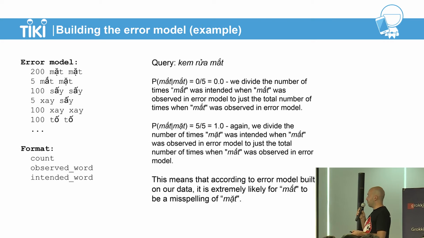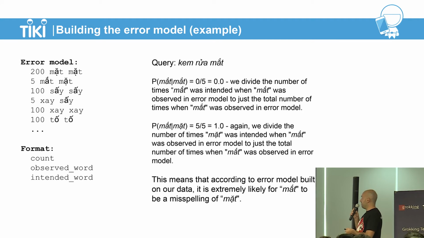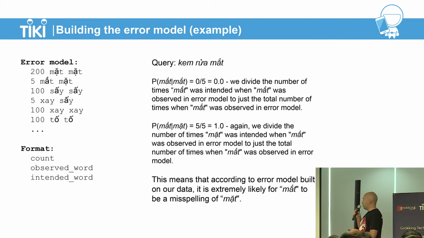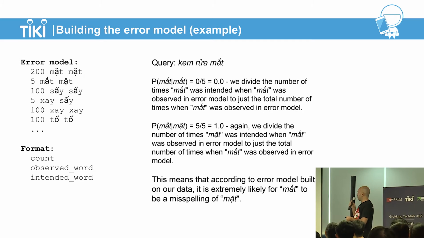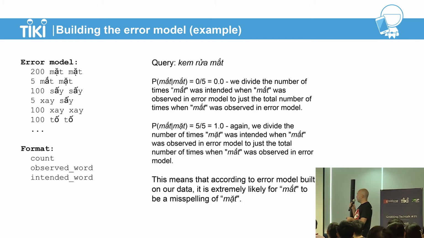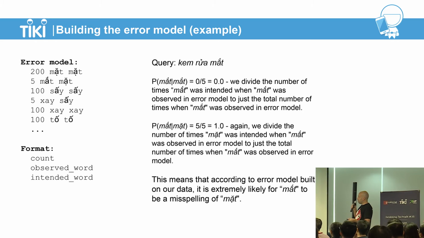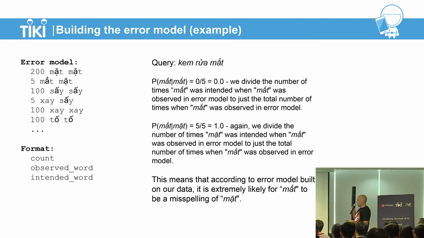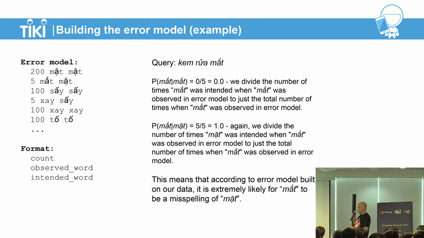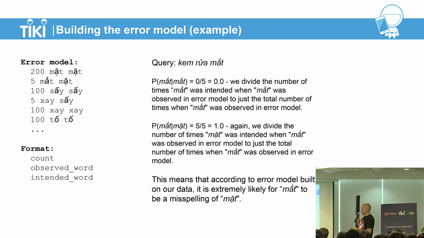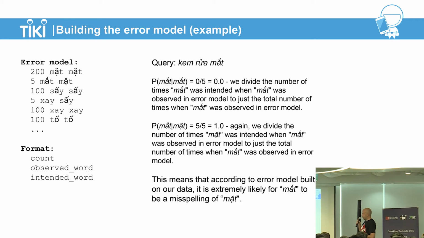The probability for the word mat to be a misspelling of the word mat is 0. How do we calculate it? We just divide the number of times mat was intended when mat was observed in our error model, by the total number of times when mat was observed in our error model. You can see that mat was observed in our error model a total of 5 times, right? But it was never intended, it was never in the third column. The third column is the intended word. The second column is the observed word. It's the same format in here. So we divide 0 by 5, we get 0 probability.